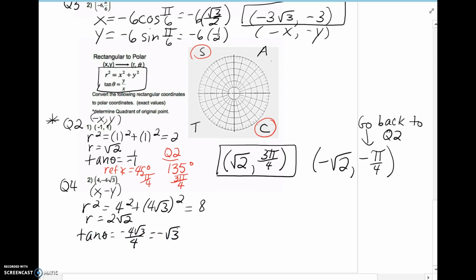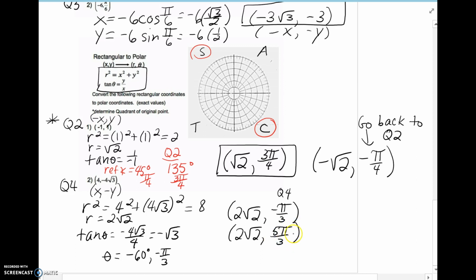Now you have a couple options for quadrant 4. If you plug that in the calculator is going to give you negative 60 or negative pi over 3. And that's definitely a usable answer. So you could put 2 root 2, negative pi over 3 because that does end up in quadrant 4. Another option for your quadrant 4 would be to do 5 pi over 3, which would be your 300. So your quadrant 4 could also be 300 or 5 pi over 3.